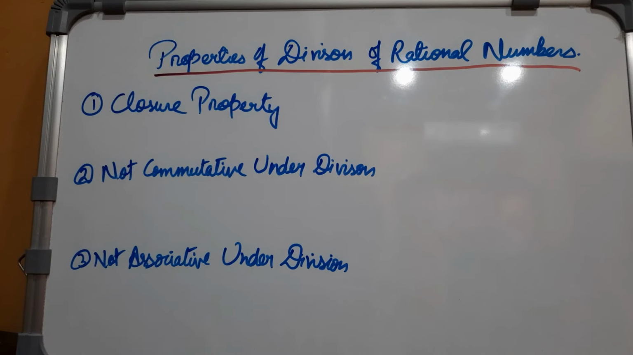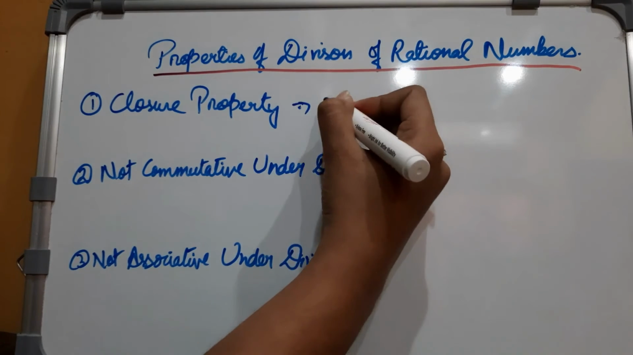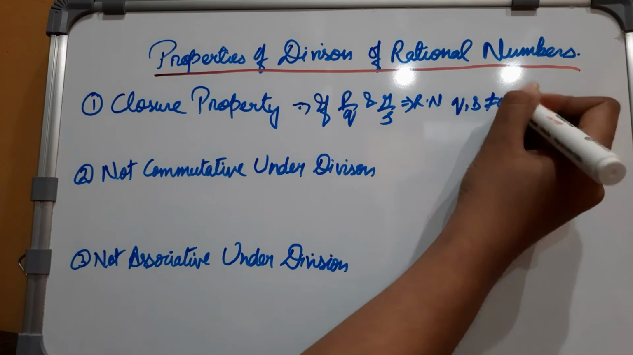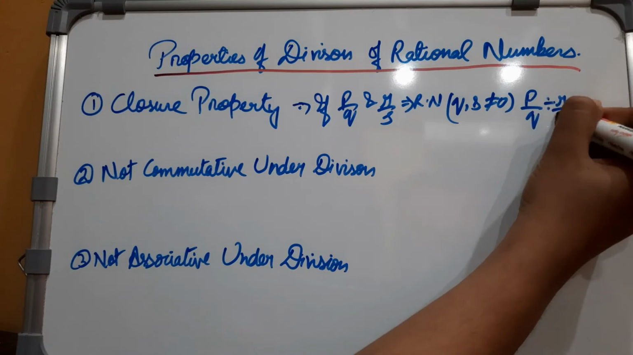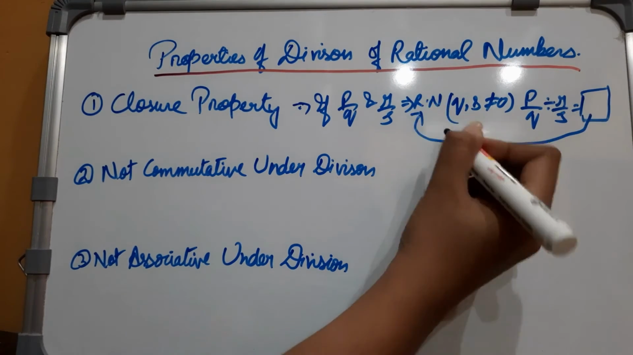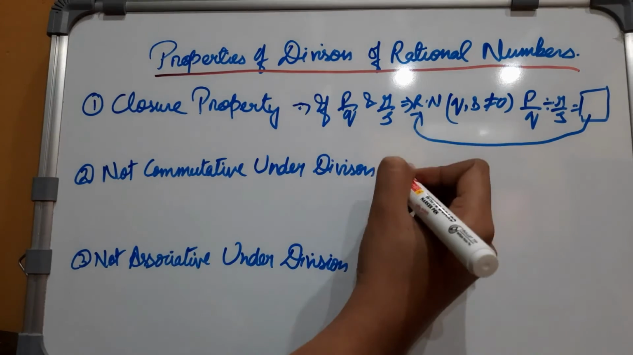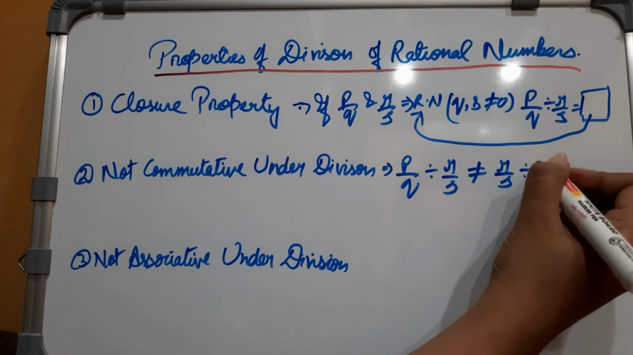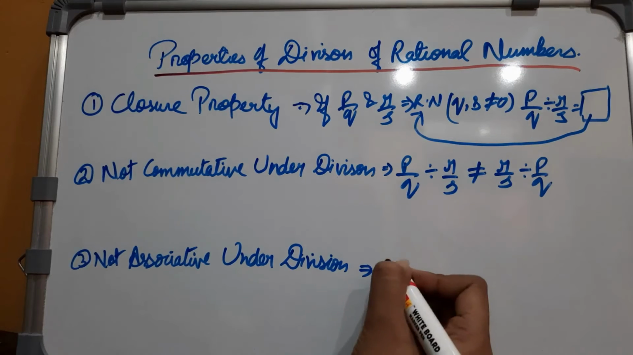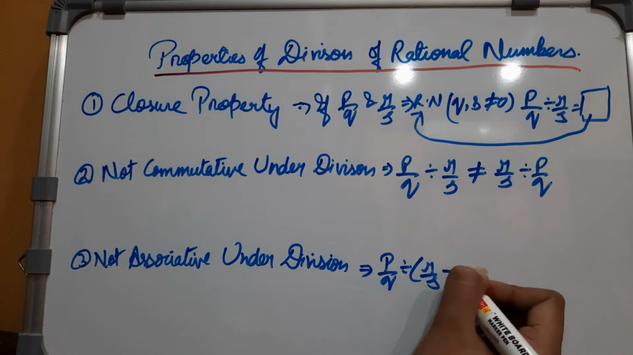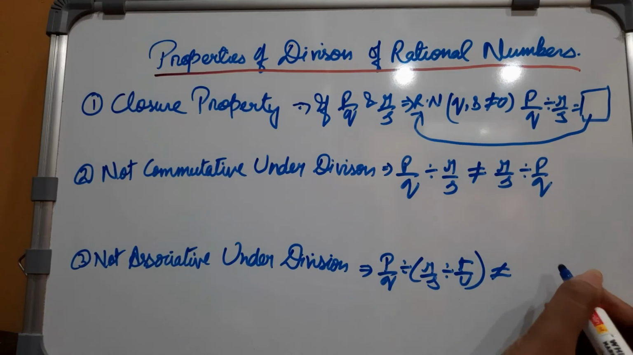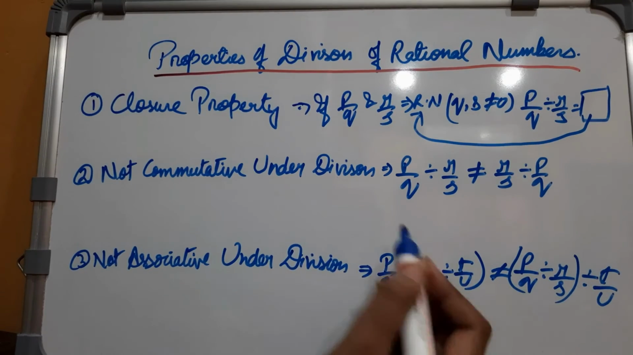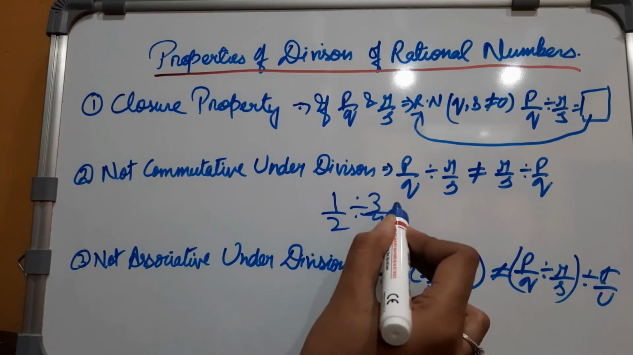So again, the first property, the closure property, states that if fractions P by Q and R by S are rational numbers, with their denominators not equal to 0, then P by Q divided by R by S, the resulting number will be a rational number. Second, P by Q divided by R by S is not equal to R by S divided by P by Q. Thirdly, P by Q divided by (R by S divided by T by U) is not equal to (P by Q divided by R by S) divided by T by U.